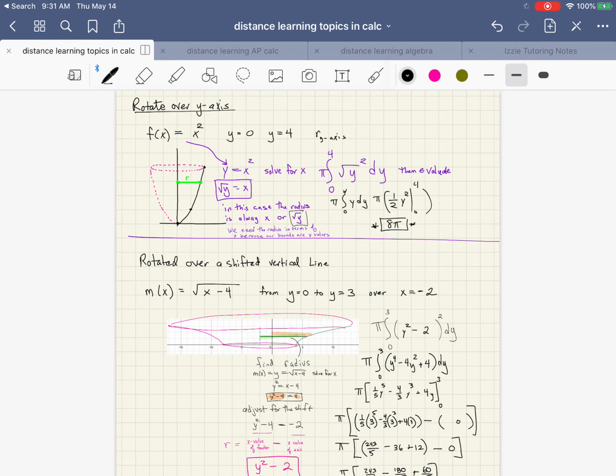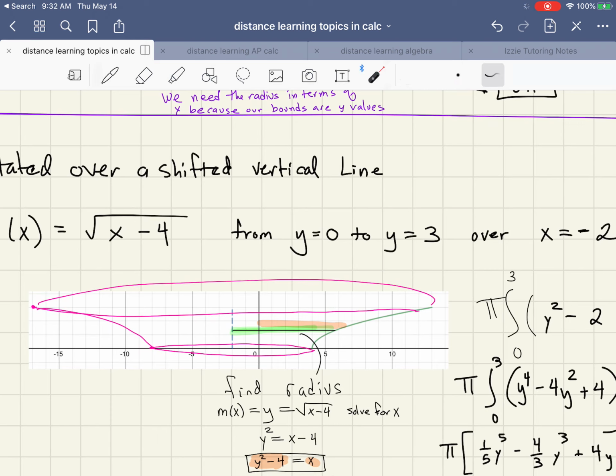And of course, we have to also look at what happens when we rotate over a shifted vertical line. So basically, instead of the y-axis, we're going to use a different vertical line to rotate. Now this graph, I apologize, is really hard to visualize, but what we have is the function root x minus 4, that's here, and we have from y equals 0 to y equals 3, so we're starting at 0, we're stopping at 3. That's why you can only see that portion of the graph. And we're rotating it over this dotted line here at x is negative 2.